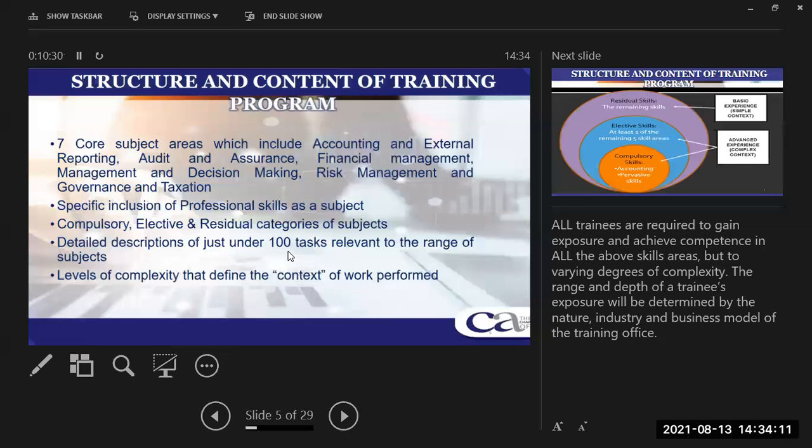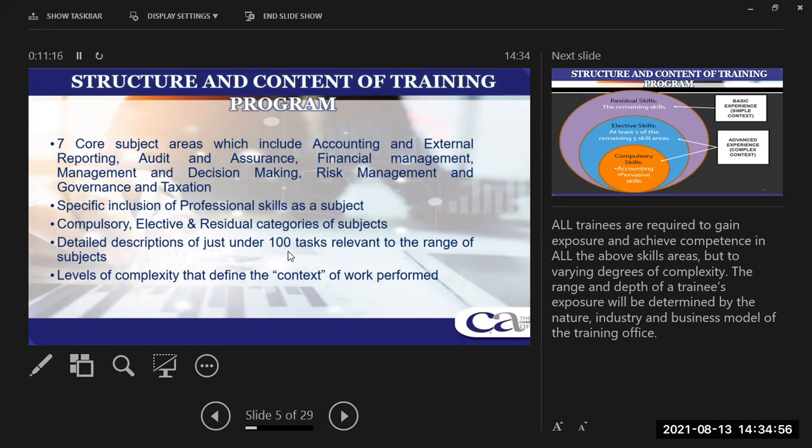Moving on to the structure and the content of the ICAS training program. You'll see that the ICAS training program has been broken down into 7 core subject areas. These include accounting and external reporting, audit and assurance, financial management, management and decision-making, risk management and governance, and taxation. So in terms of the technical subject areas, there are 6, but there is now a specific inclusion of professional skills as a subject.